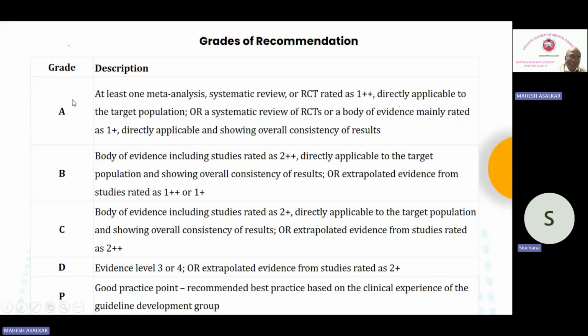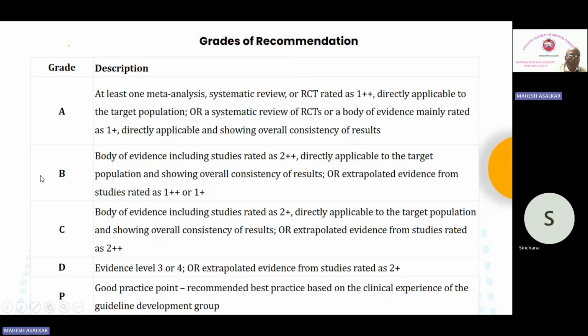So here when we talk about grade A, what do we mean? It is based on the SR and MA. Think of systematic review and meta-analysis. Think of RCT, which are graded as 1++ or 1+. So this evidence is coming from either systematic review or meta-analysis of RCTs, which are graded as 1++ or 1+, directly applicable and showing the overall consistency of the results.